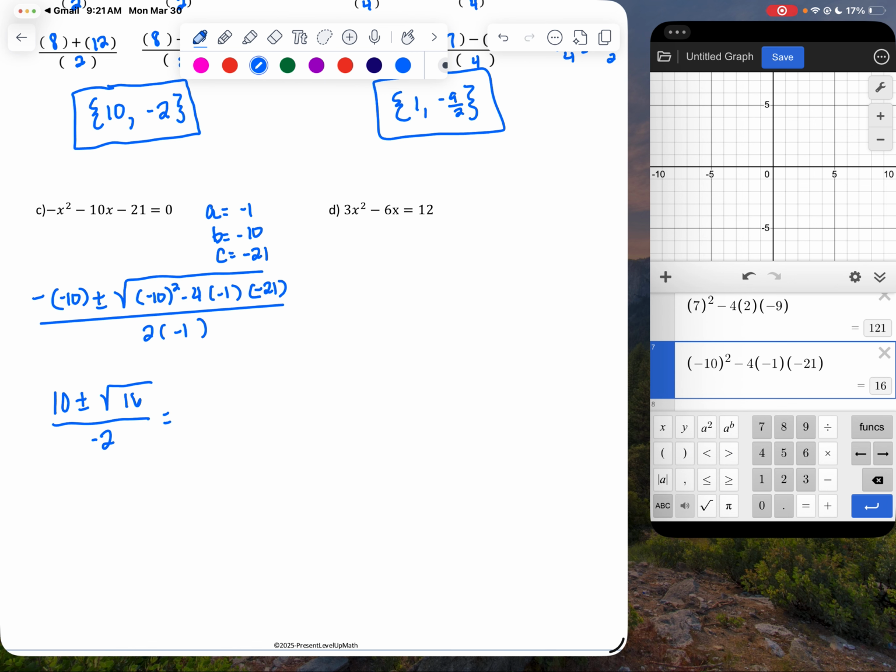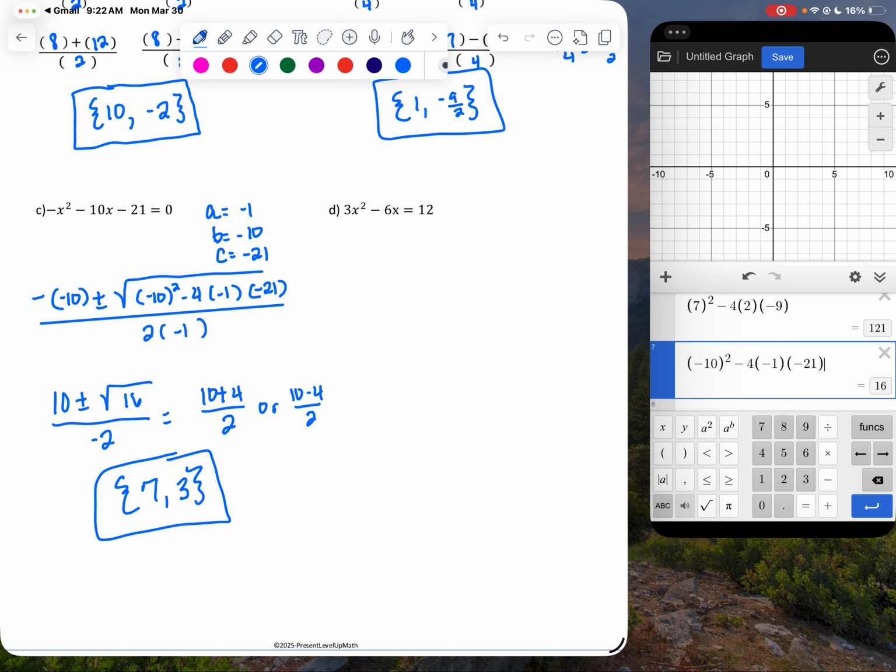So this would simplify to 10 plus square root of 16 is 4 over 2, or 10 minus 4 over 2. So 10 plus 4 is 14. 14 divided by 2 is 7. 10 minus 4 is 6, and 6 divided by 2 is 3. All right, pause the video and try problem D on your own.